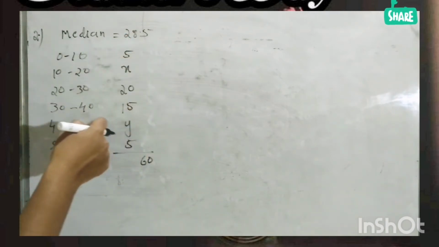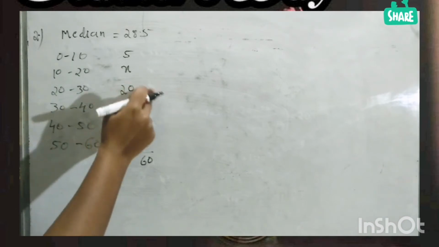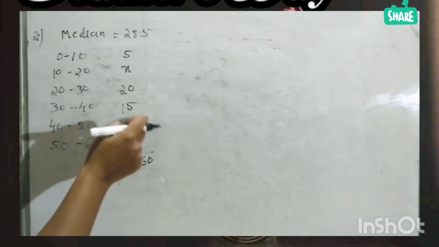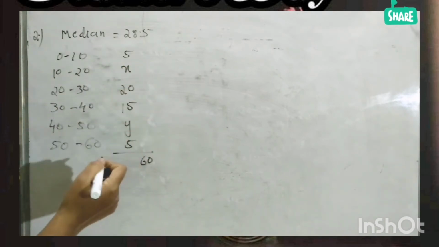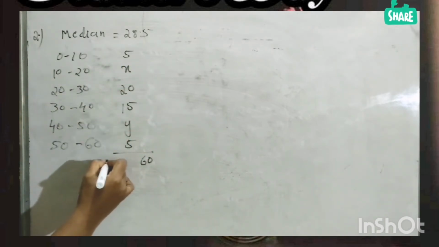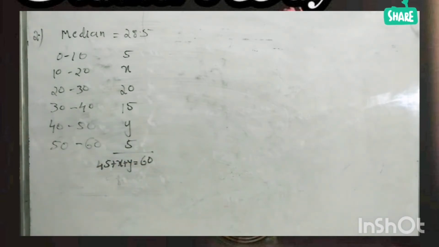And just add it, what we will get? 5 plus 20, 25, 25 plus 5, 30, 30 plus 15, 45, plus x plus y. So this is actually 45 plus x plus y is equal to 60.